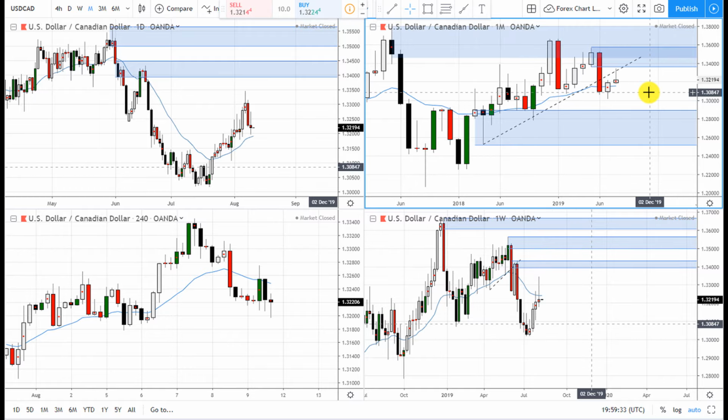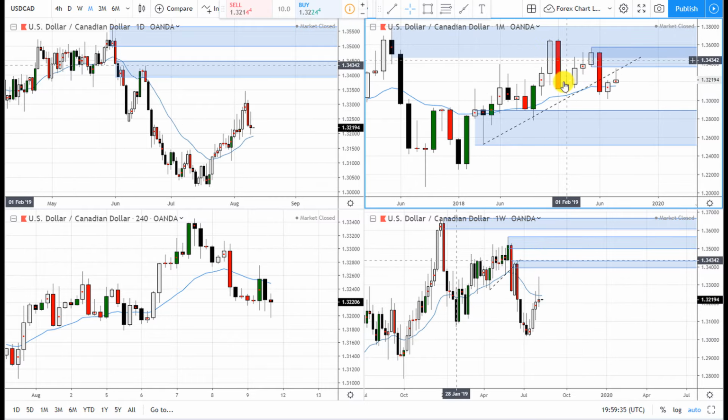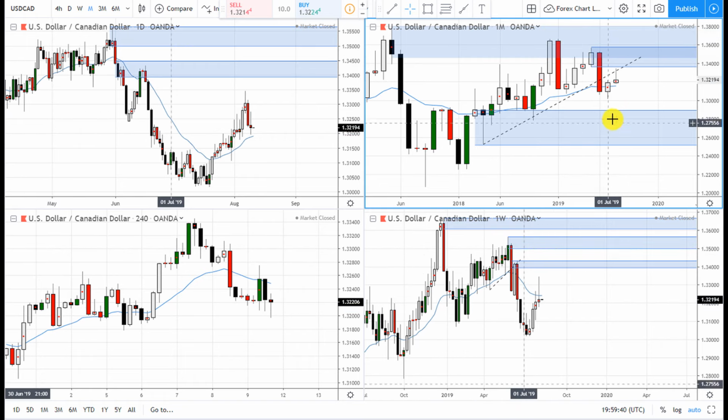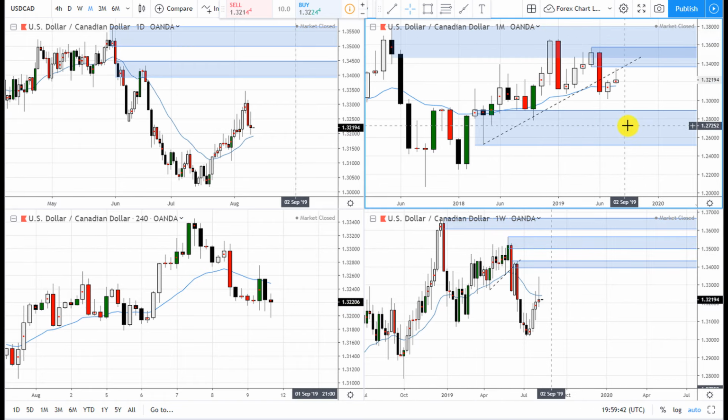Okay, so that's the plan for trading on the monthly. Since this price is ranging, we want to short up here and go long down here on this zone.